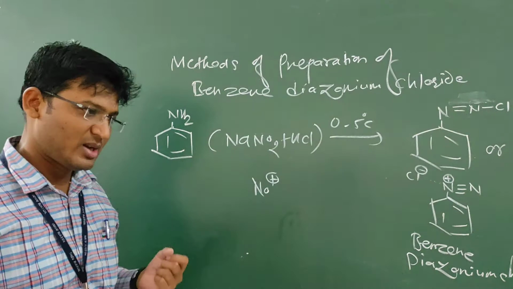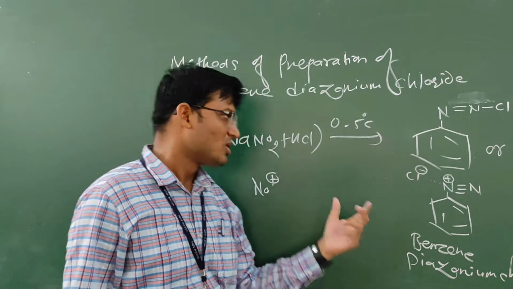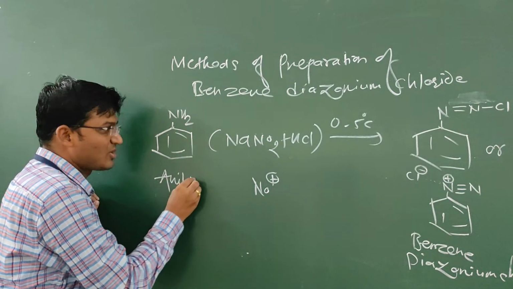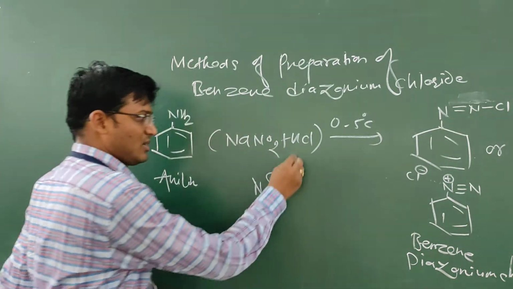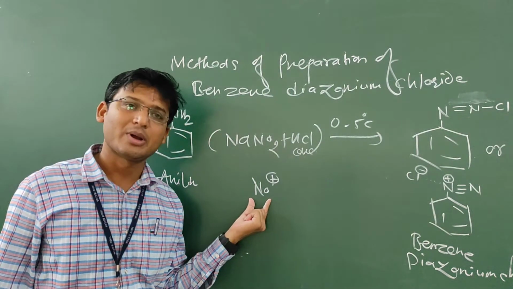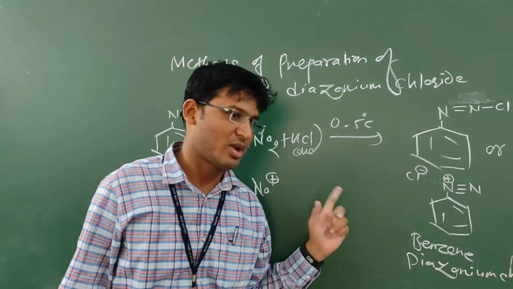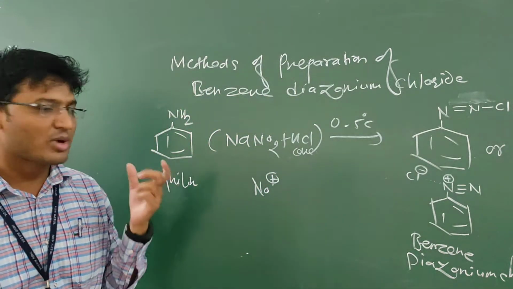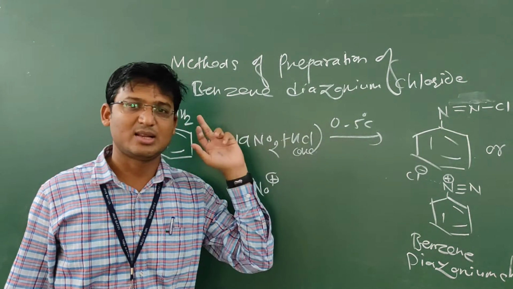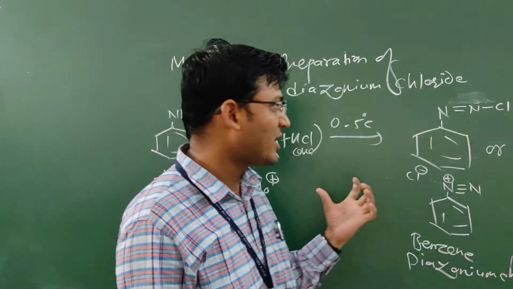The low temperature of 0 to 5 degrees Celsius is maintained for the diazotization because of the formation of the diazo group from the aniline and the mixture of NaNO2 and HCl. This is the aniline. This is a mixture of sodium nitrite and concentrated HCl. And then from this the nitrosonium electrophile is formed. This nitrosonium electrophile attacks aniline and forms benzene diazonium chloride. In this way, benzene diazonium chloride is prepared from aniline and a mixture of NaNO2 and HCl at 0 to 5 degrees Celsius.